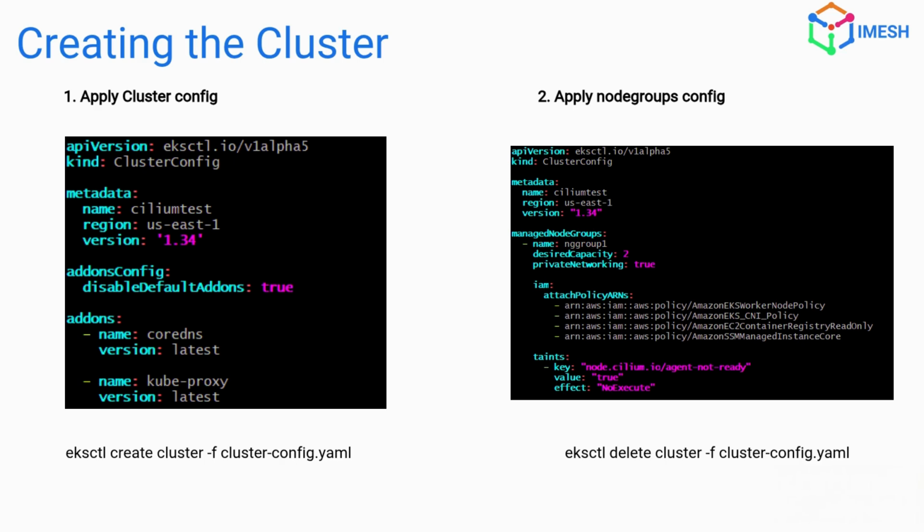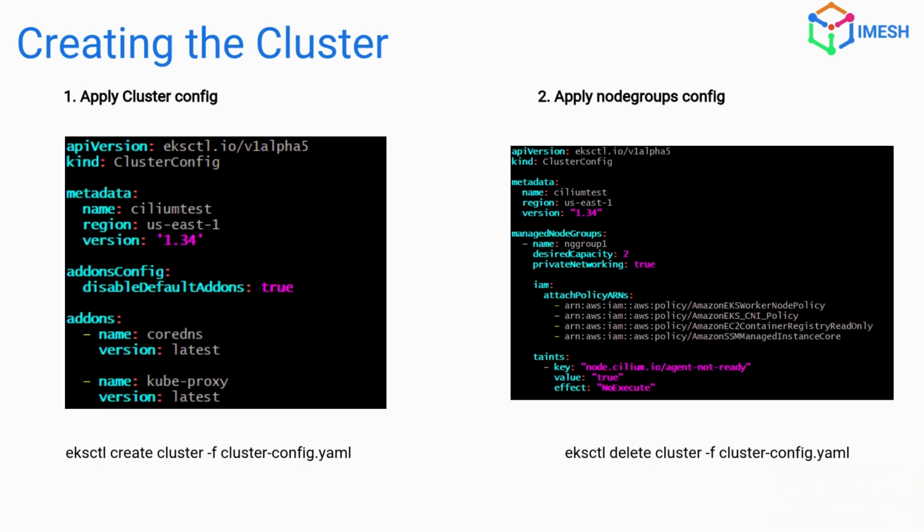Second, we apply the node group configuration. On the right side, you can see the node group manifest. This is where we enforce private networking true and add our Cilium startup taint. A quick note on IAM permissions. You will notice we have listed specific IAM policies here. However, it is worth noting that if you are using eksctl, you don't explicitly need to add this IAM field. eksctl will auto-populate the node group with the necessary default policies if you leave it out. We have just included it here for clarity.